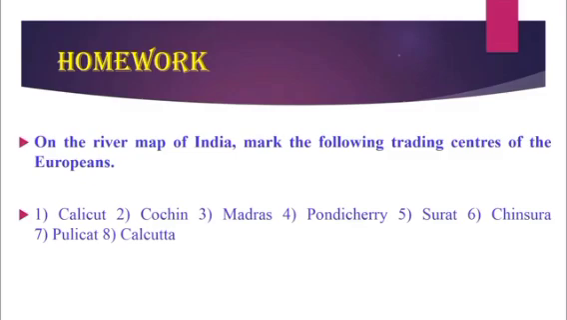Homework. On the river map of India, you have to mark the following trading centers of the Europeans like Calicut, Cochin, Madras, Pondicherry, Surat, Chinsura, Pulicat and Calcutta.